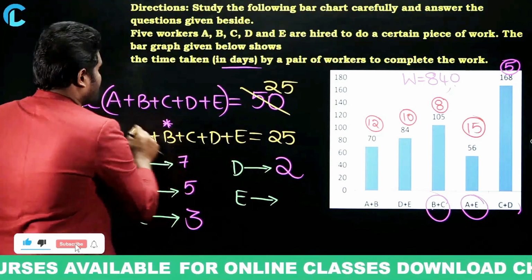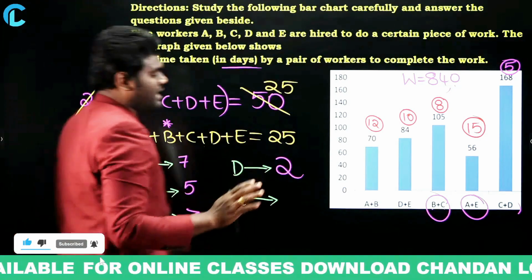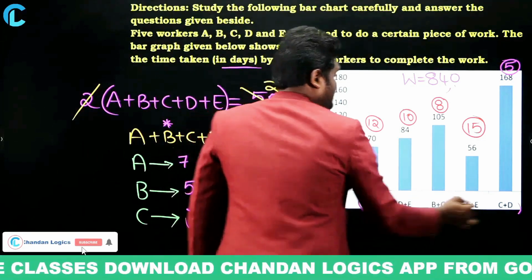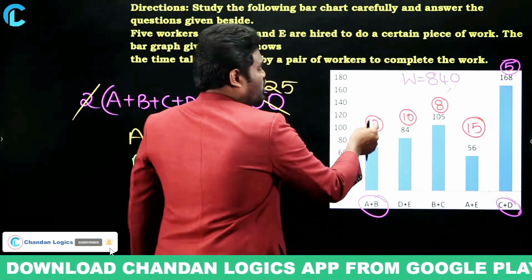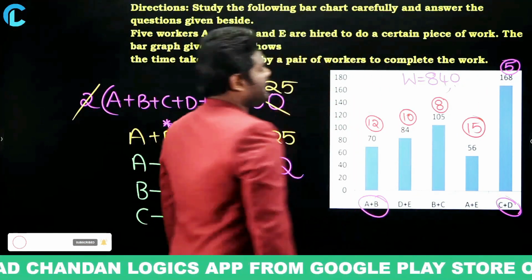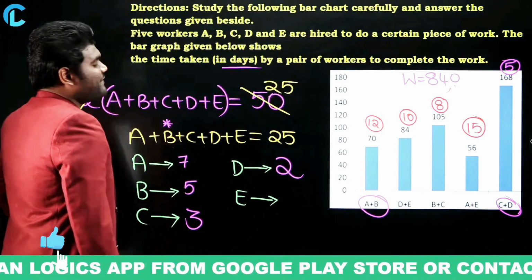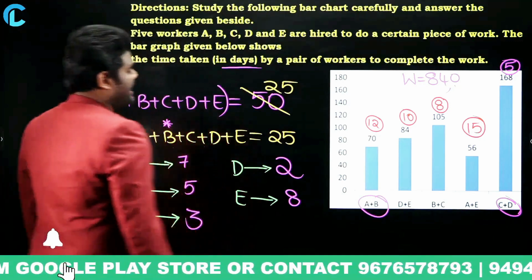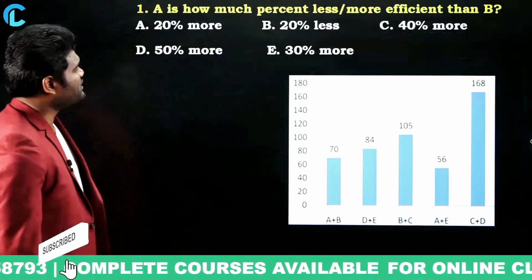If I need to know E, it means A, B, C, D should be subtracted. Look, A, B is this, and C, D is this. They should be subtracted. 12 plus 5 means 17. From 25, if I subtract 17, then I'm left with how much? I'm left with 8. Is that clear?